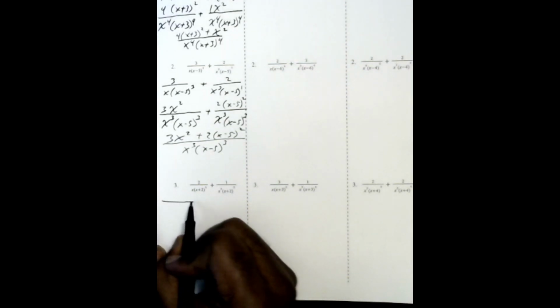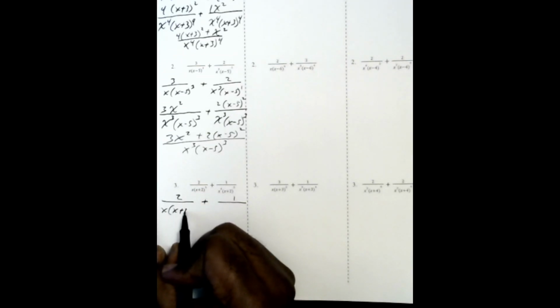All right, lastly, looking at number 3. On number 3, we have 2 and 1. This is x, and this is an x plus 2. And that's to the third power. This is an x to the fourth power. And this is an x plus 2 to the fifth power. All right, so now we're going to begin to find the LCD. All right, so 2 is already there, 1 is already there. All right, so here we go.